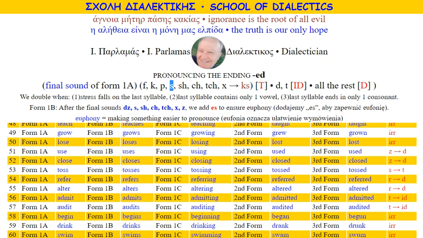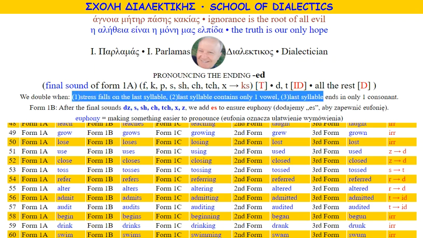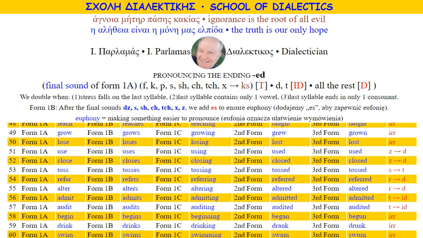Refer, refers, referring, referred, referred. Now we double here. Why? Because all three conditions hold. We have two syllables, so it could be REfer or reFER, but it's reFER. The stress falls on the last syllable. The last syllable ends in only one consonant, and the last syllable contains only one vowel. So we must double. Refer, referring, referred, referred.